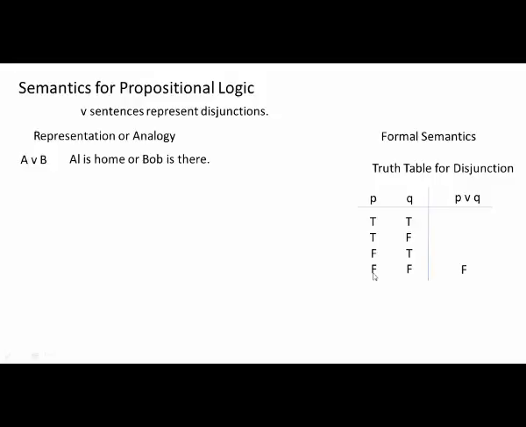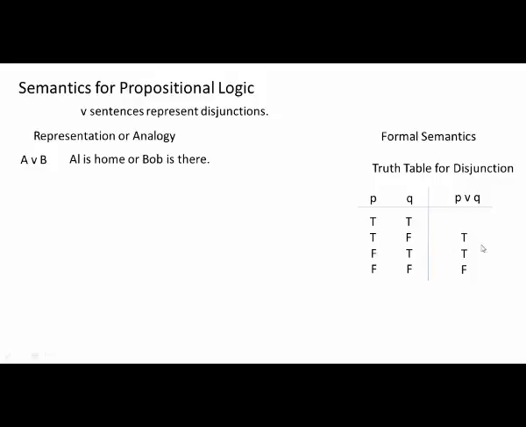Now let's proceed upwards to the next two rows on our truth table, where one of the inputs is false and the other one's true. We're going to want to define our output for our wedge statement as true in both those cases, because it's an or statement, Al is home or Bob is there. If exactly one of those guys is there, then that's a true statement. So we're going to want to define the output as true there.